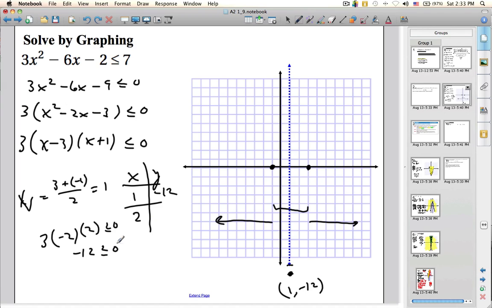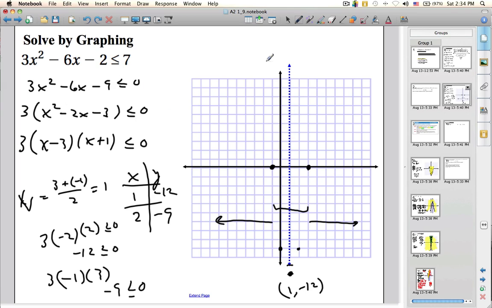When I plug 2 in, I'll have 3 times 2 minus 3. 2 minus 3 is negative 1, over 2 plus 1, which would be 3. So this would be negative 9, less than 0. Yeah, it certainly is, negative 9. So that's right about here.